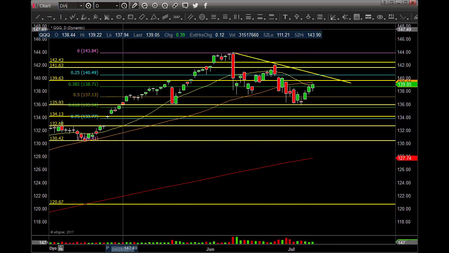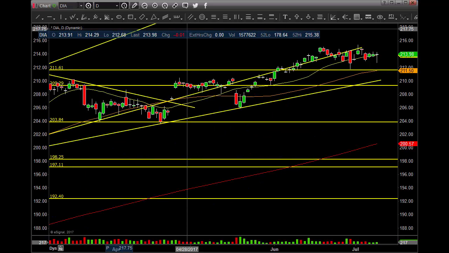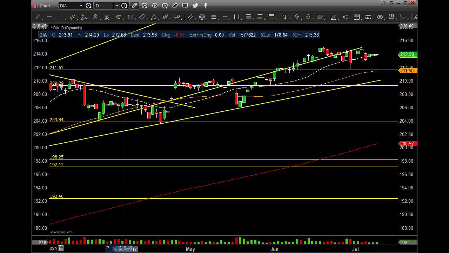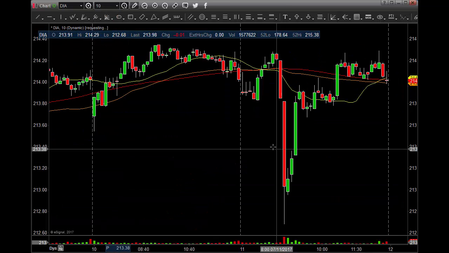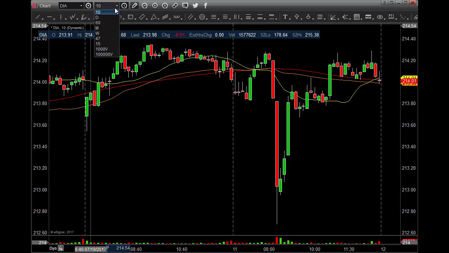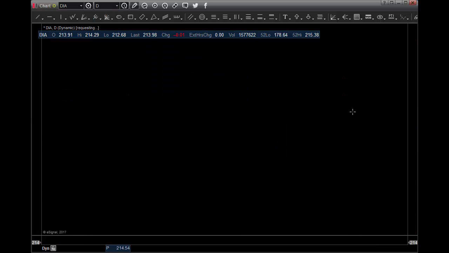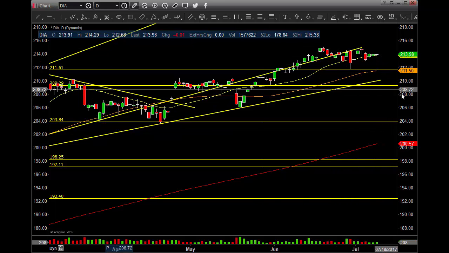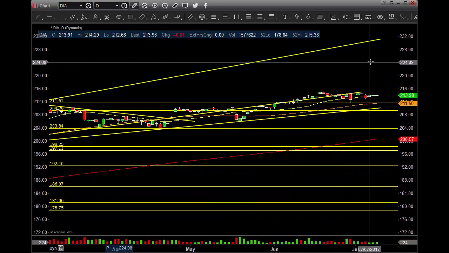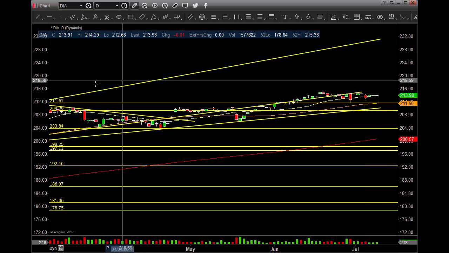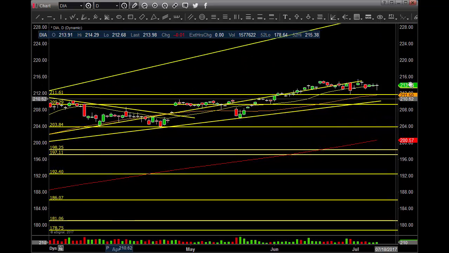Let's look at the DIA. Same thing, holding on to the 20 MA. Look at that, and then right back up. Let's go to the 10-minute. Just like the Qs I didn't show you, but same thing, same action, same news, same deal. So on the daily chart, chopping around, up, sideways, above the MA, strong stance, same areas, guys: 220, 225, and then 230 to 232 with this trend line if this one starts to move up.